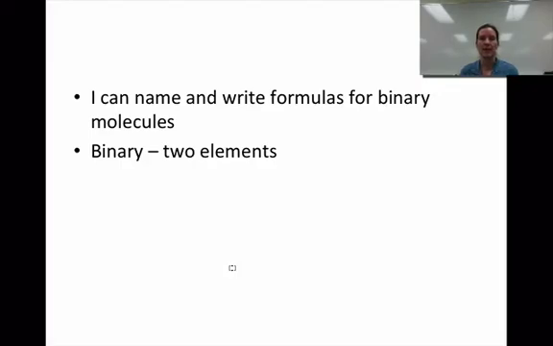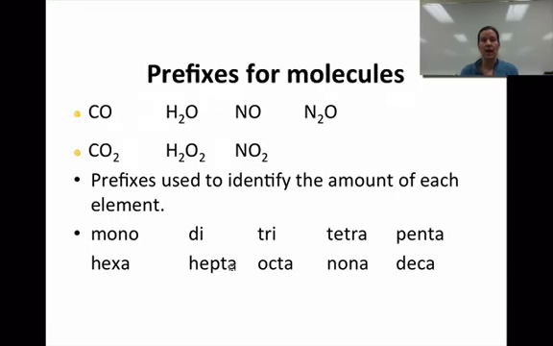This video will focus on how to write formulas and name molecules or covalently bonded compounds. Binary simply means two elements, meaning for molecular compounds, you're going to have one nonmetal bonded to one nonmetal. Okay, so how do we name them?